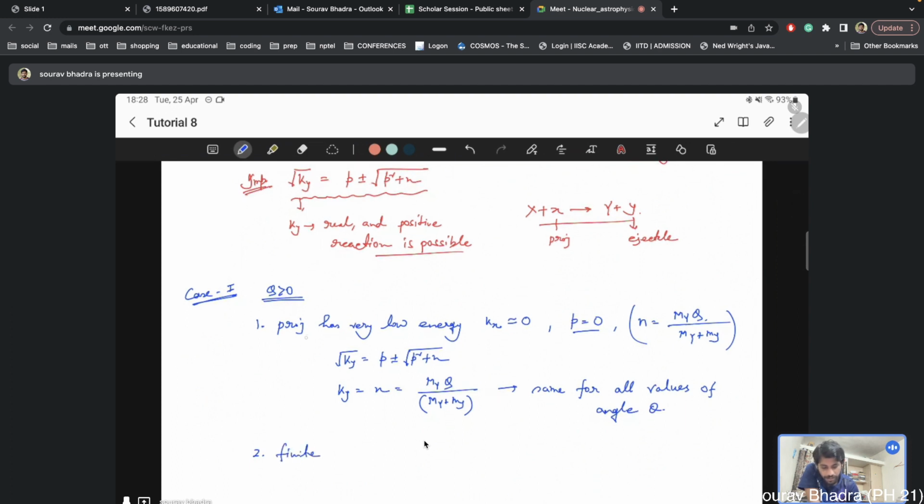The second consideration is finite projectile energy. So first we have considered the projectile has a very low energy. Now, finite energy projectile.